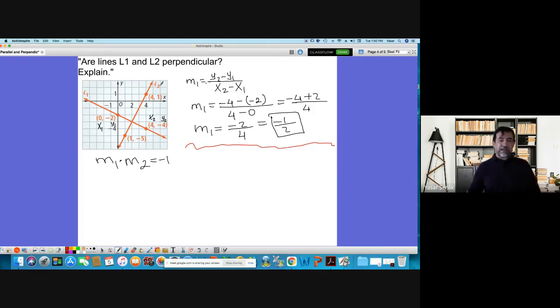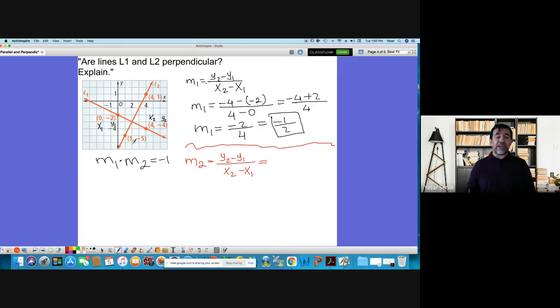Okay, the second line is L2. I'm going to call it slope 2. And I'm rewriting the slope as Y sub 2 minus Y sub 1 over X sub 2 minus X sub 1. All right, so we are going to go ahead and name them. You may start wherever you want, but if you say X sub 1, then this one has to be Y sub 1. If I say this is X sub 2, then this one has to be Y sub 2.